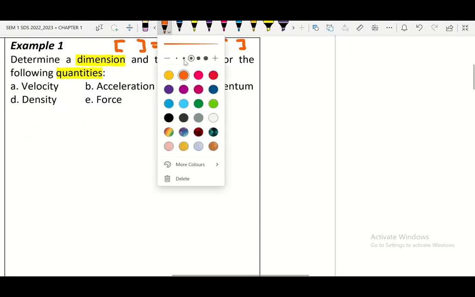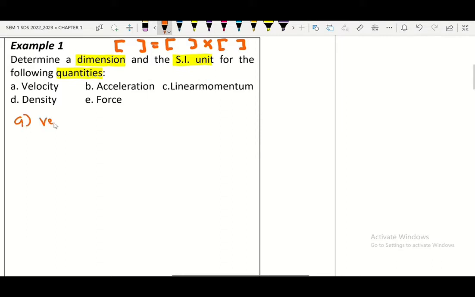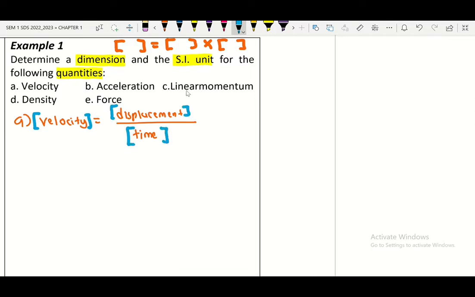Okay, as we know, formula untuk velocity adalah displacement over time. And remember, like I told you, kita kena buat bracket untuk cari displacement. Ah, so nampak tak? Okay, ada bracket. Okay, I'll show you how to do the bracket. So, make sure dia ada this bracket. So, from here, we already know dimension for displacement, basic quantity dia adalah length. And time adalah t. So, therefore, you akan dapat Lt negative 1. The dimension for velocity is Lt negative 1.